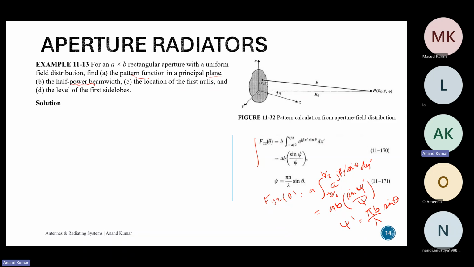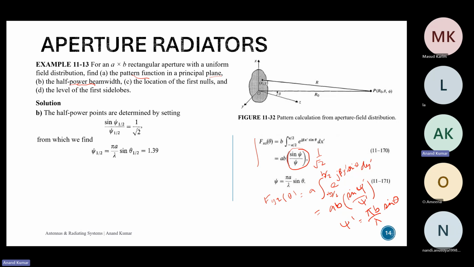Now we need to calculate the half power beam width. To calculate the half power beam width, we have to set sine psi by psi equal to 1 by root 2 to get the half power. Once we have done that, we get psi at half power equal to 1.39, which is again equal to pi a by lambda sine theta at half power equal to 1.39. This gives theta at half power equal to 0.442 lambda upon a. So this is the half power point in this plane over here.